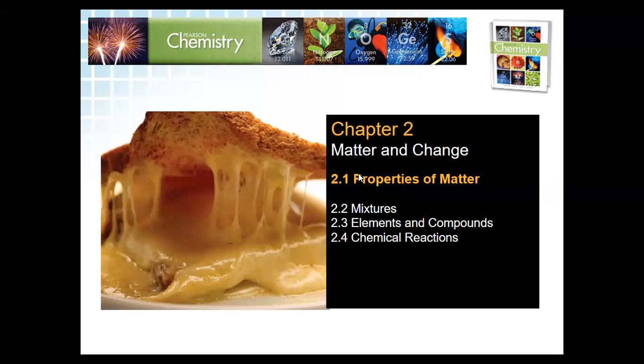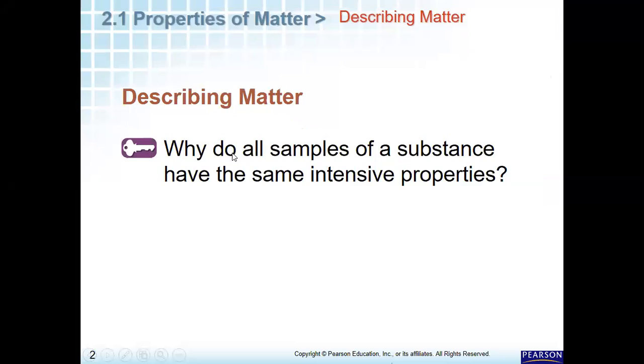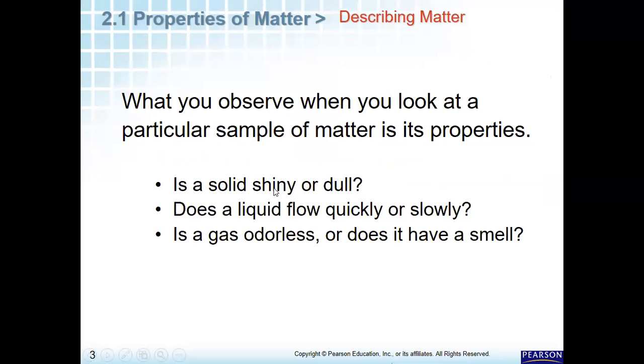We're going today to get a chemistry session for grade 9, chapter 2, lesson 1, which is properties of matter. We will start with: why do all samples of a substance have the same intensive properties? If you want to compare between substances, you would go to the color, the texture, or whether it's shiny or not. That you can see, sometimes it's all intensive. So let's go inside more.